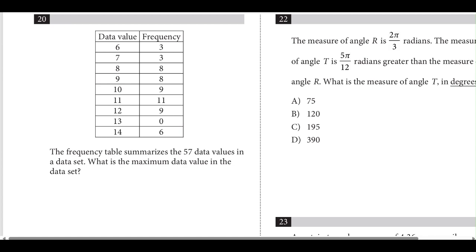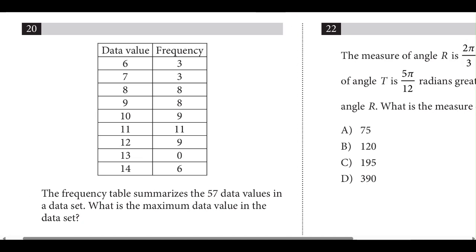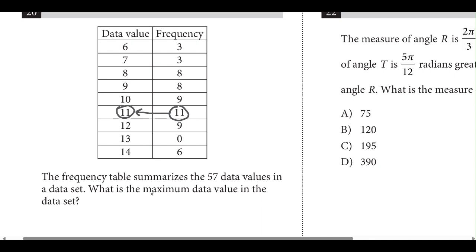The frequency table summarizes the 57 data values in the data set. What is the maximum data value in the data set? So maximum is the value that appears the most number of times, and frequency demonstrates how many times something has occurred. The highest frequency I can see is 11, and interestingly, that is the frequency of the value 11. So the maximum data value is 11.